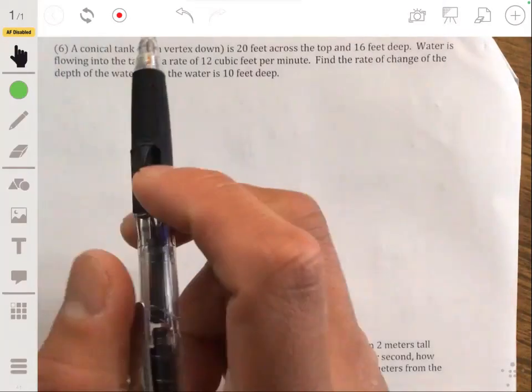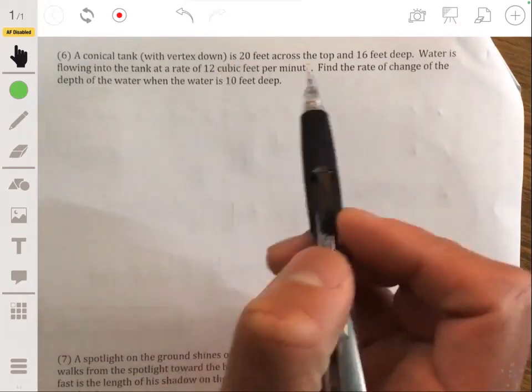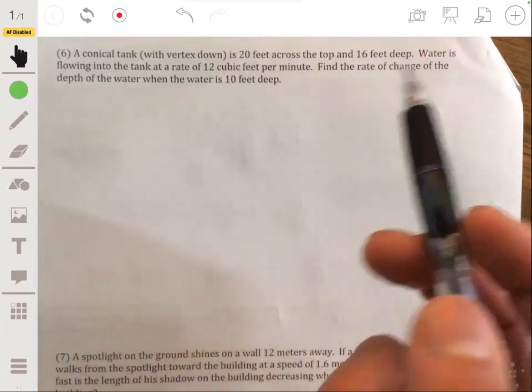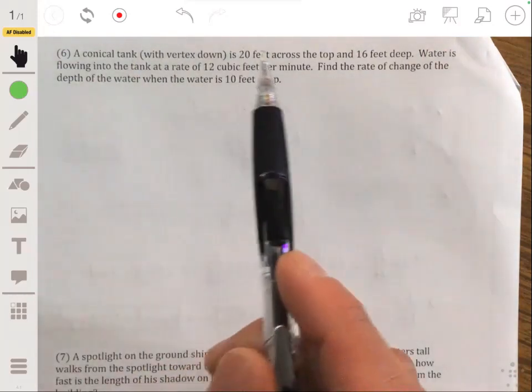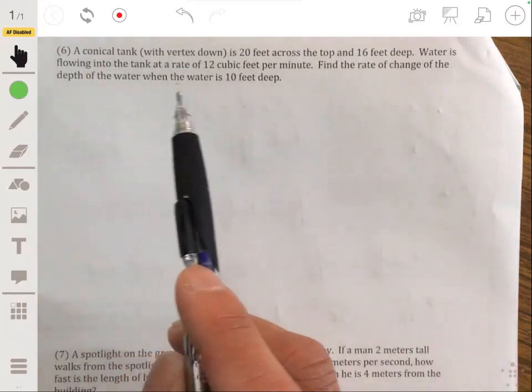Okay, so here we got a conical tank that has its vertex down and it's 20 feet across the top and 16 feet deep. Water is flowing into the tank at a rate of 12 cubic feet per minute. And we got to find the rate of change of the depth of water when the water is 10 feet deep.